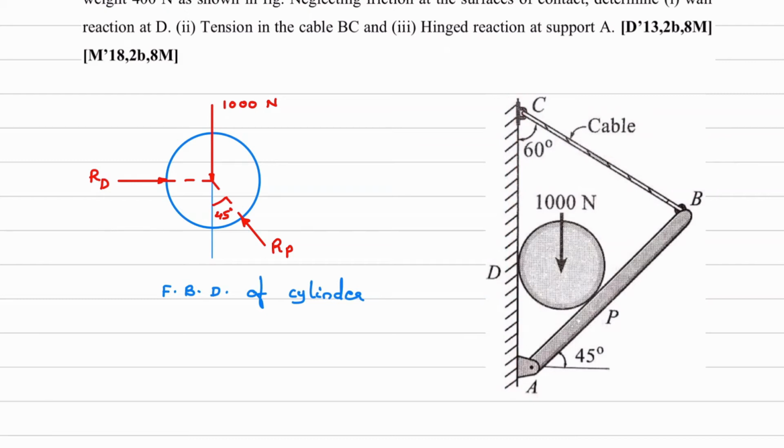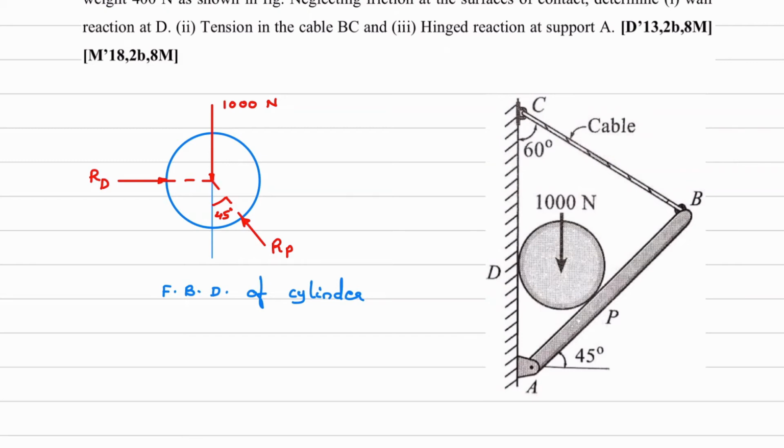Okay, so this reaction has been shown over here, RD. Then weight is acting in downward direction. So this is 1000 Newton weight acting in downward direction. Now, if you see, friction is neglected. So this is smooth contact, and for smooth contact, reaction is perpendicular to the surface. So this will be the reaction. So here you can see this is the reaction.